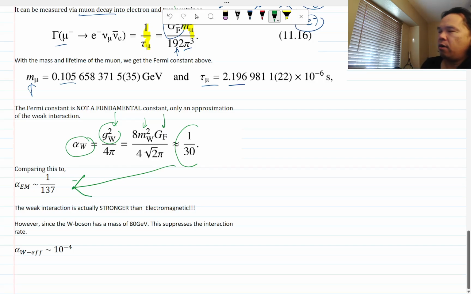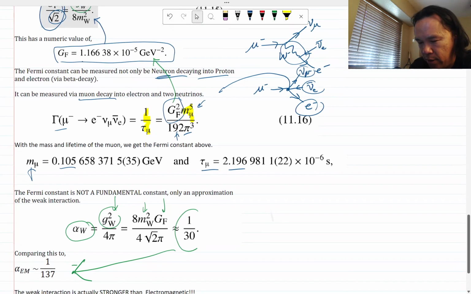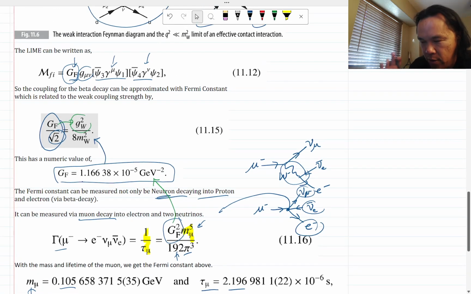Then why do we call it the weak interaction? The reason the weak interaction is weak is because the W boson has a mass of 80 GeV. This suppresses the interaction rate, such that the effective weak interaction coupling constant alpha W is about 10 to the minus 4. And this is what I think Thompson was talking about at the beginning of the textbook when he talks about the weak coupling constant actually being stronger than electromagnetic.